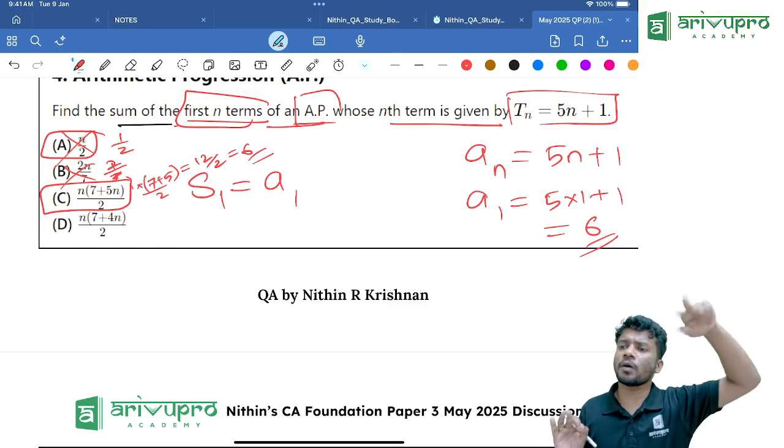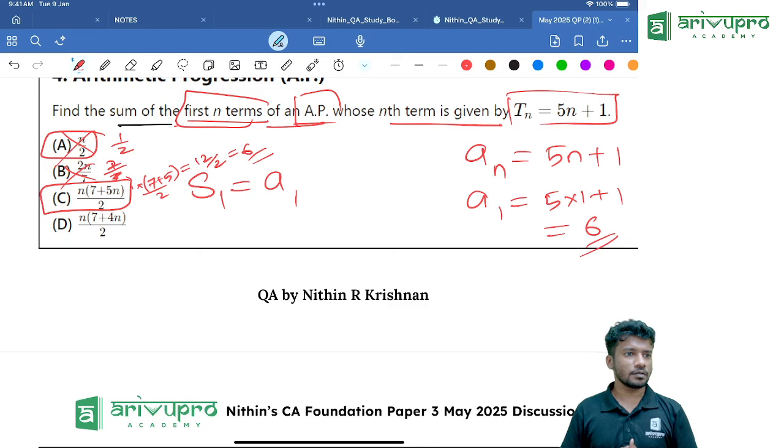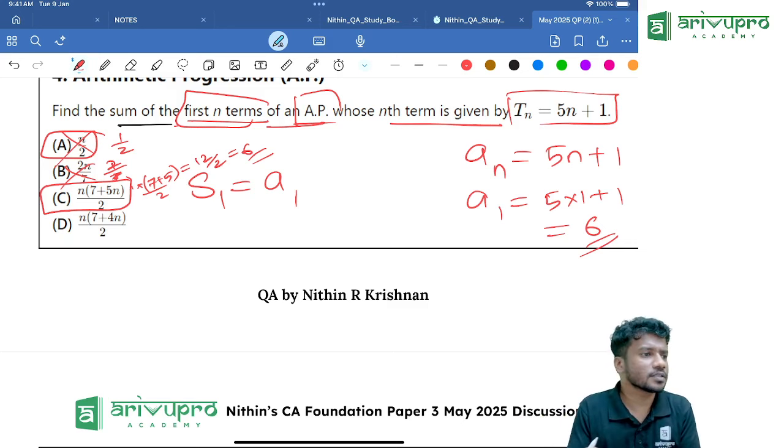Now, what if two options were there? You will find the second term also, and you will add the terms and check for the sum. Put n is equal to 2 in the given options.